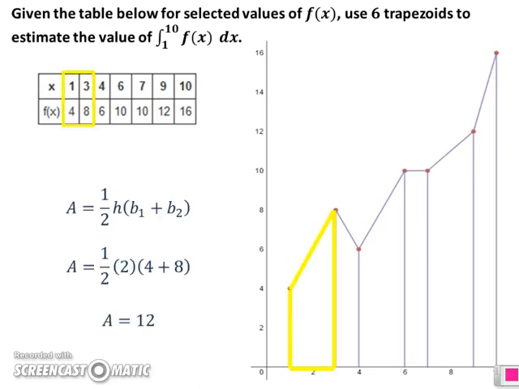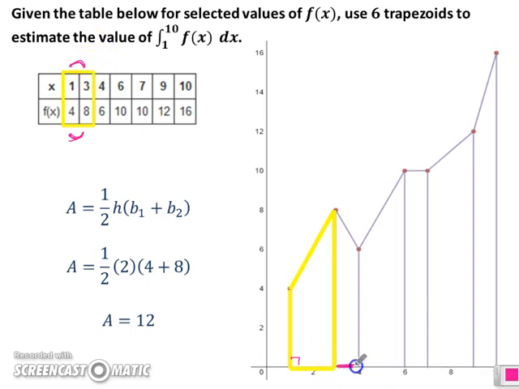So the first one is 1/2 times the height. Remember, the height is always the right angle. So the height in this case is the distance between the first 2 points, which is 1 and 3. And then the 2 bases are the y coordinates of the first 2 points. And remember that pattern, the pattern of the 1, 2, 2, 2, 1 thing? That's going to happen here.